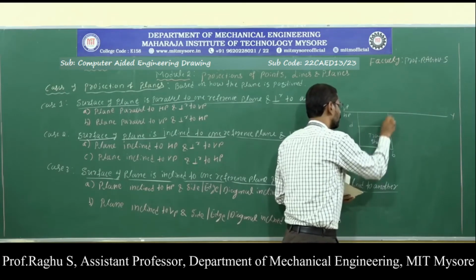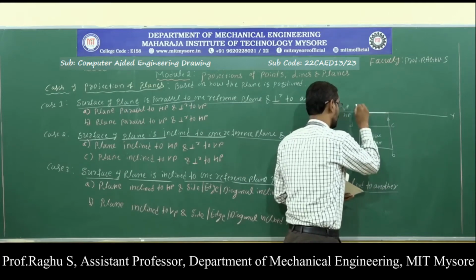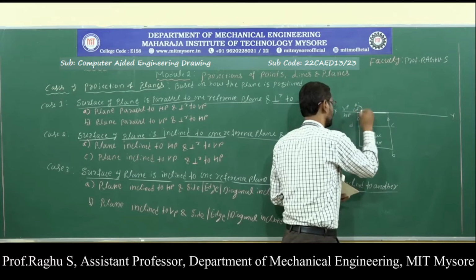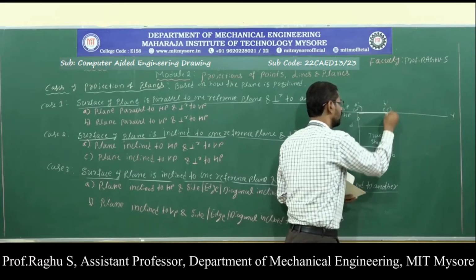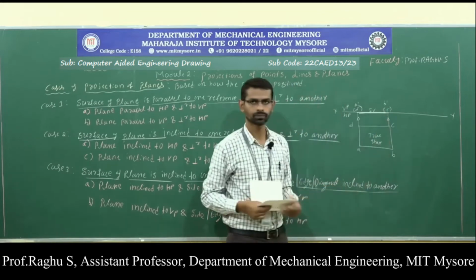And the front view. The front view coincides with the XY line. That is, this is A dash and D dash, this is B dash and D dash. So this is the front view.